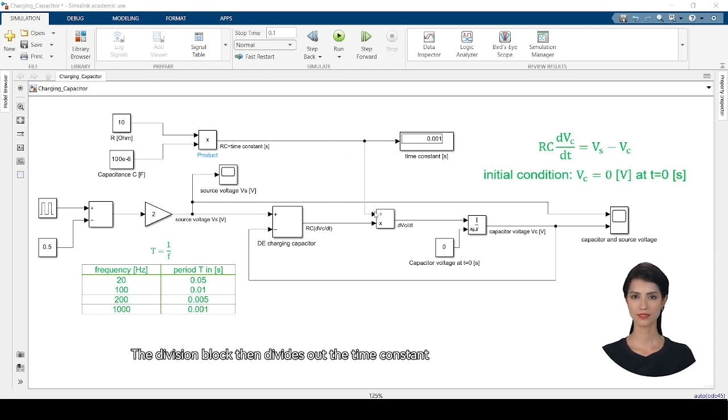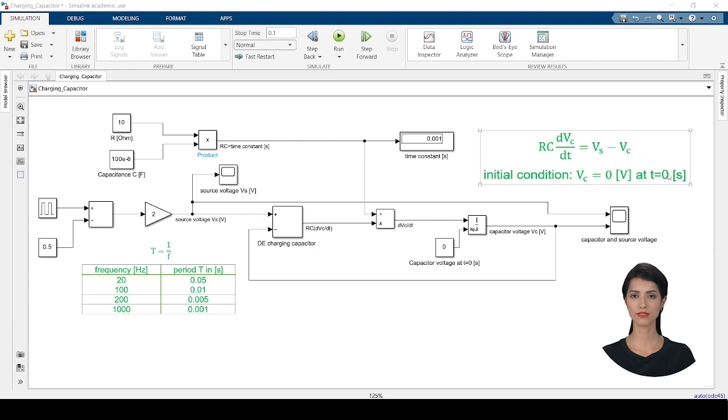The division block then divides out the time constant, leaving us with the time derivative of the capacitor voltage. To find the actual capacitor voltage, we feed the derivative into the integrator block. The output of this block gives us the desired capacitor voltage. Don't forget the initial condition: set the capacitor voltage to 0 volts at the start.